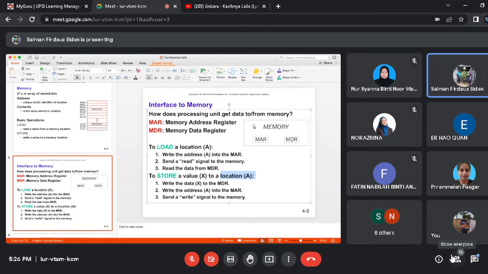Agak-agak kan? Boleh tak cerita balik? Can you guys tell me what is the process of loading? What do you understand, or how the process execute for loading process or for the storing process? Apa you boleh ceritakan pada saya? What you can tell me? Siapa yang nak test dia punya kefahaman, bolehlah cerita. Kalau salah saya boleh betulkan.